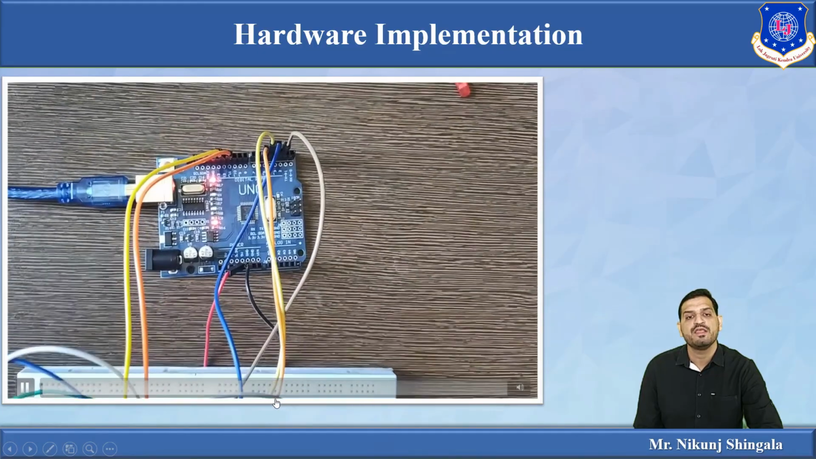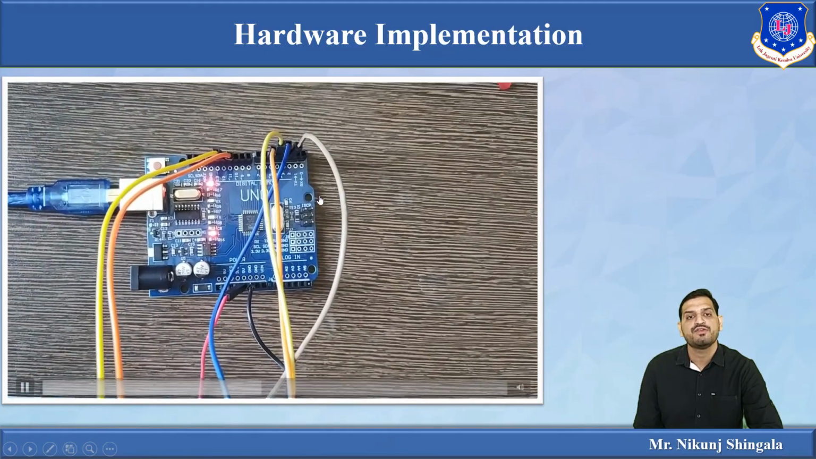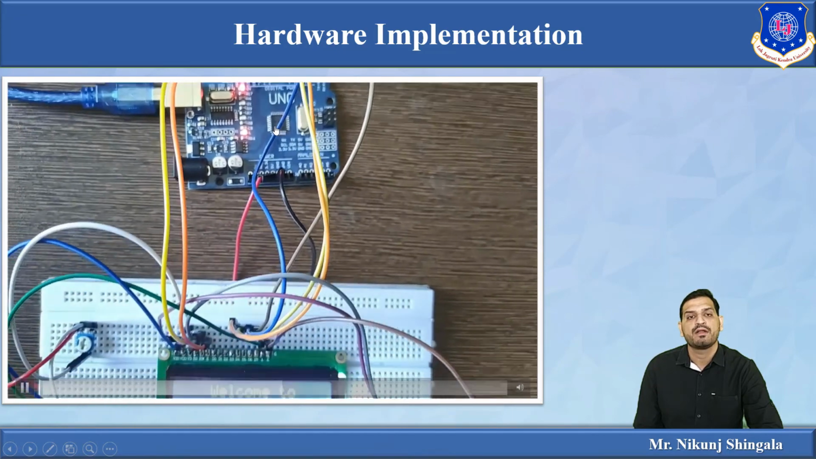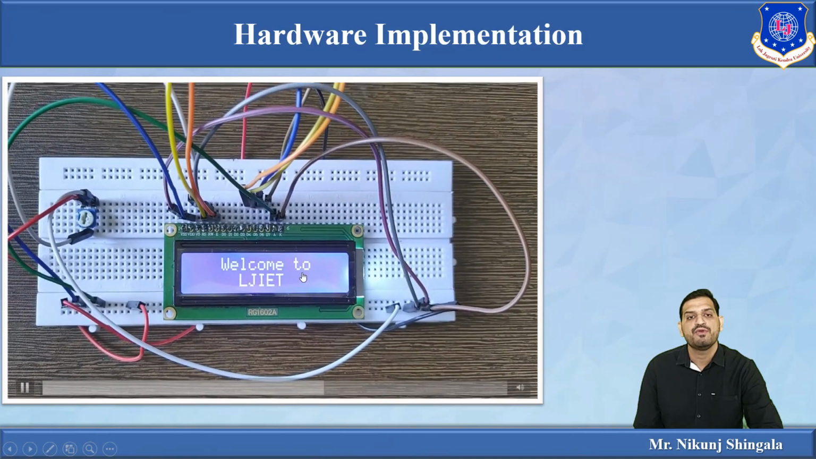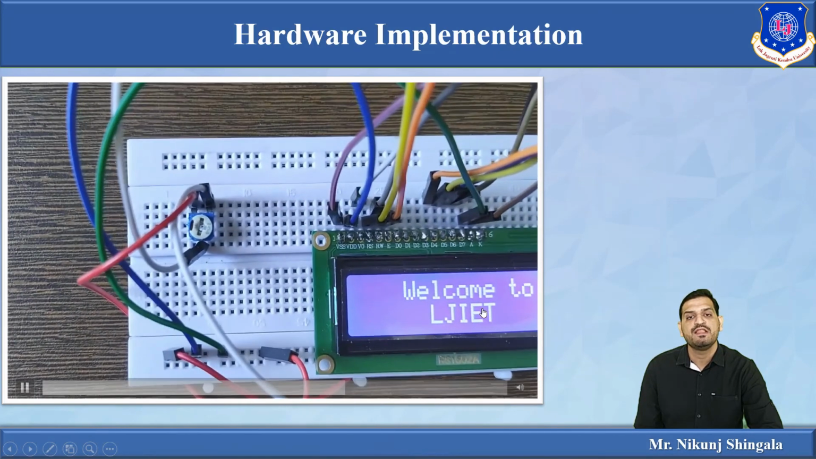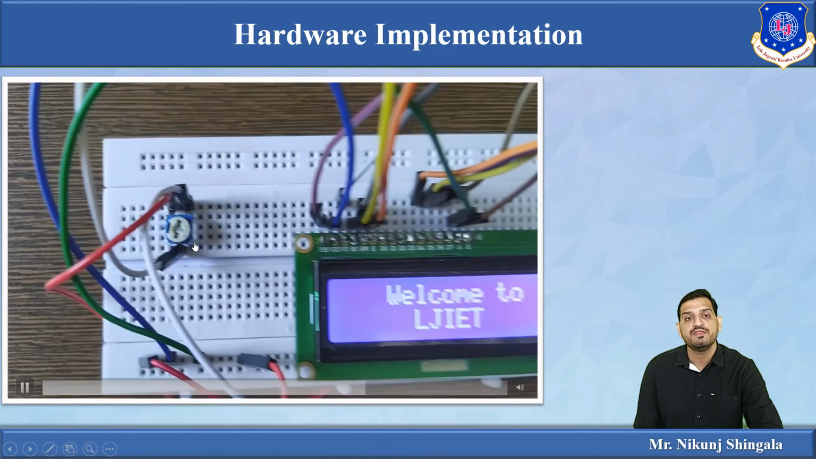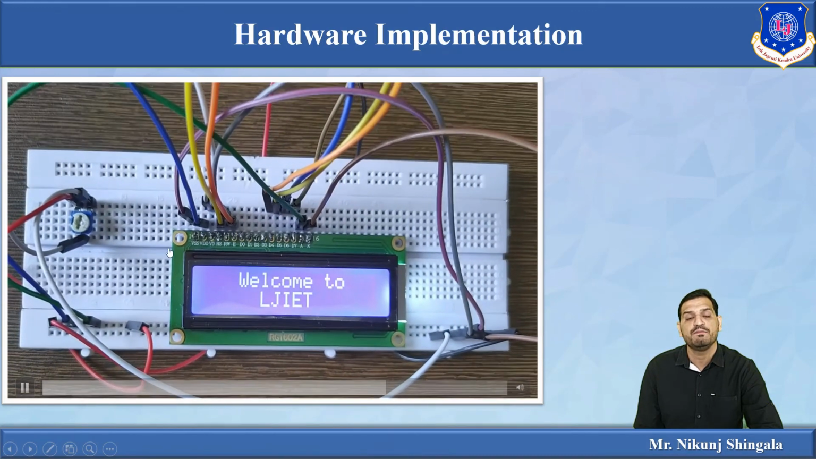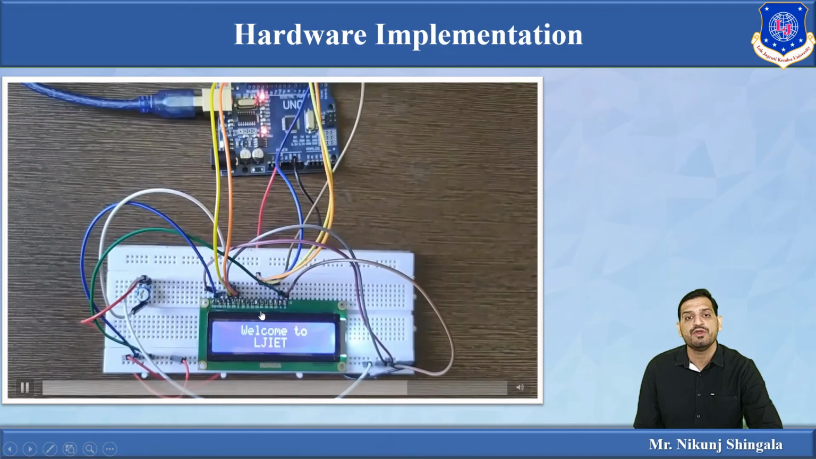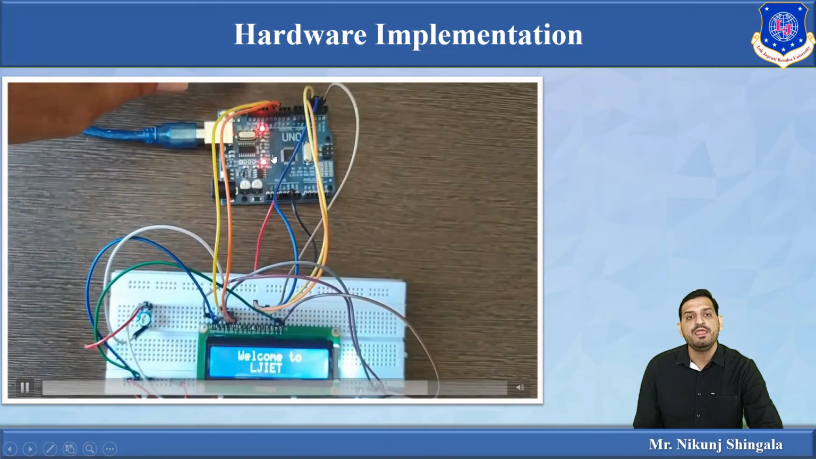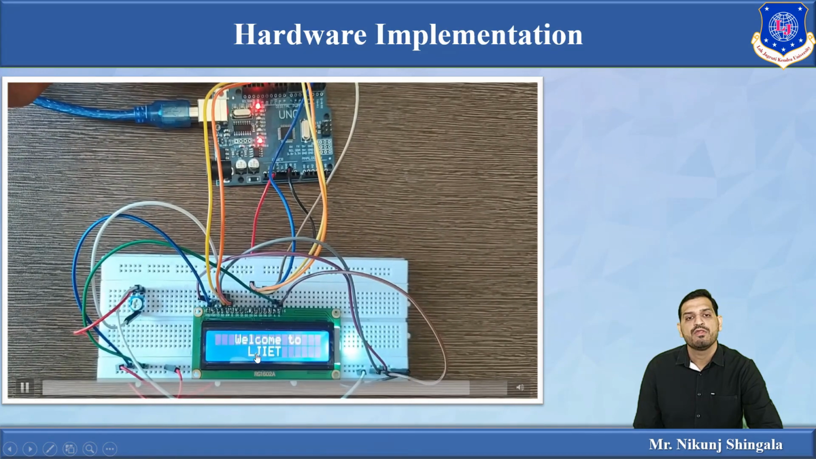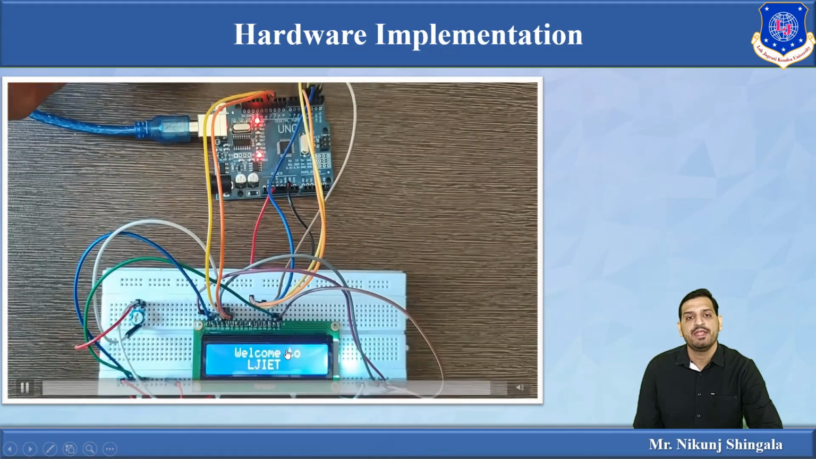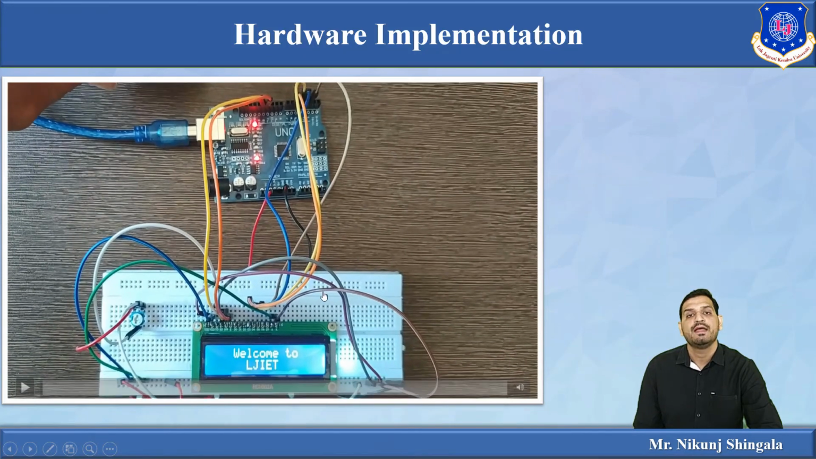So the LCD is installed on the breadboard. This is the connection you can see: connection of the Arduino board with the LCD by means of jumpers, and you can see what is printed on it. Welcome to LGIT is printed, and here you can see a potentiometer which I have connected with the 3 number pin to control the intensity of the LCD. And if I now reset the Arduino board, you can see again what is displayed. Welcome to LGIT. So this is the interfacing of the 16x2 LCD to the Arduino board.